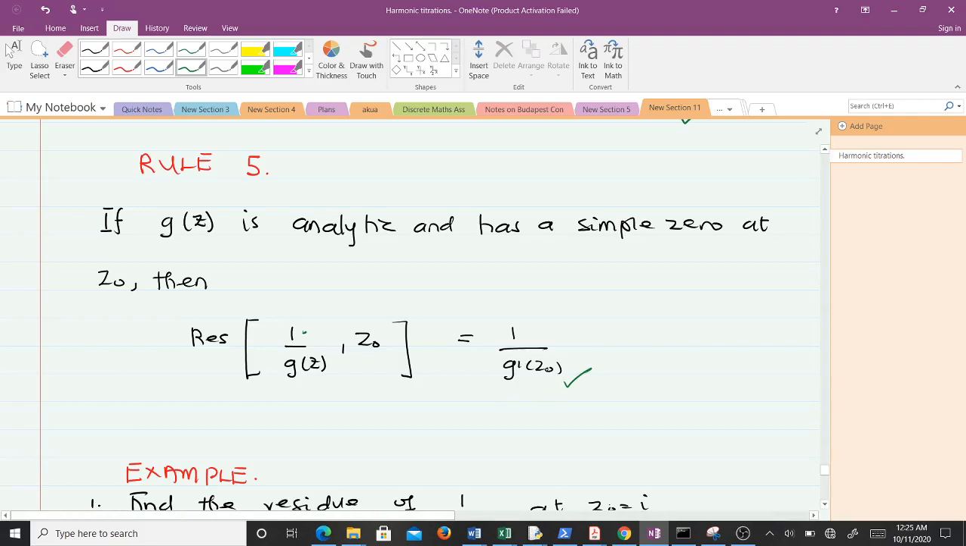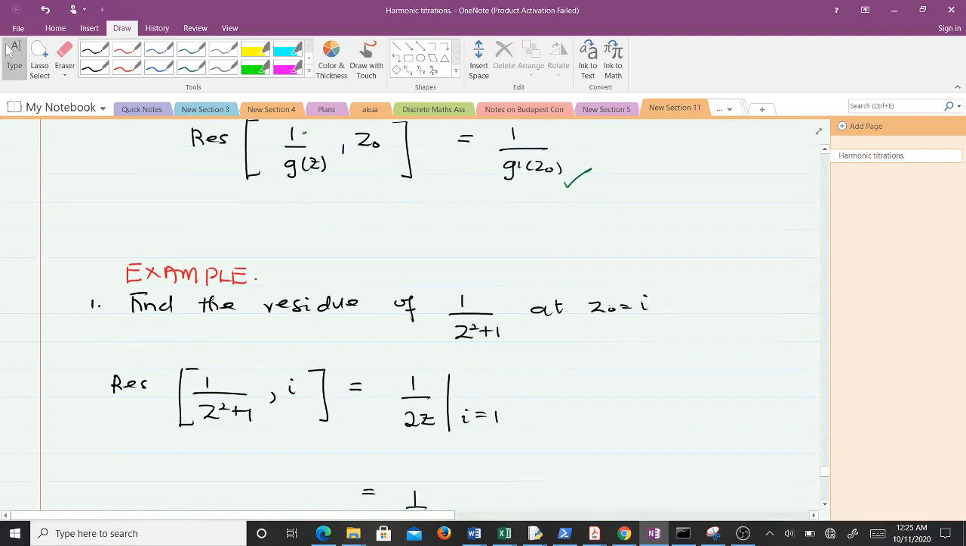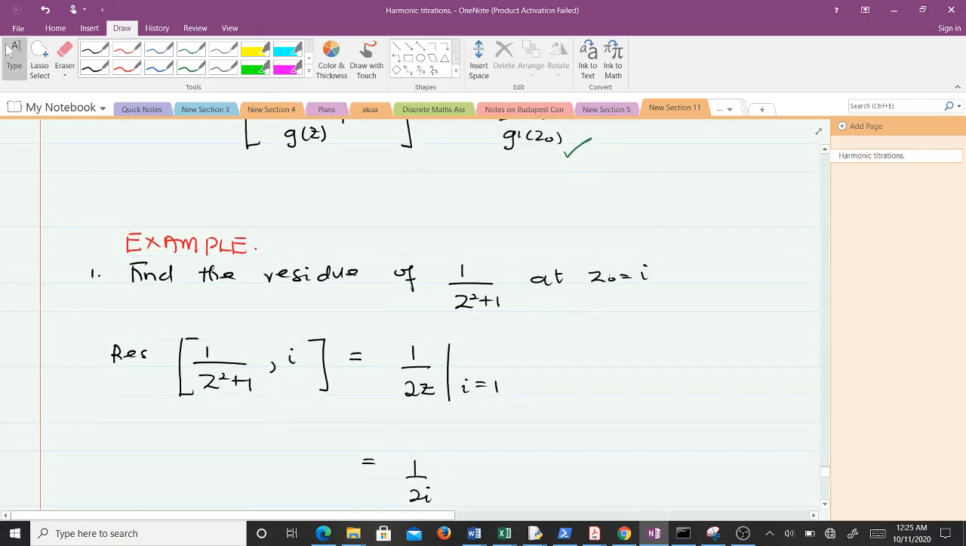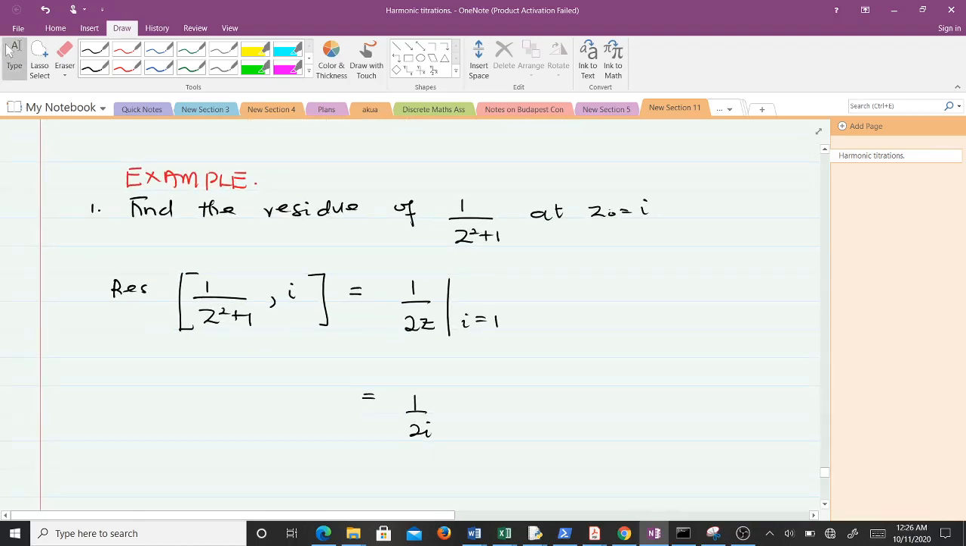So j prime of z0. Okay, so let's get an example. You could see this is the same example, but just that in the numerator we have 1 as z0. So we just go through the same thing. So we have 1 over z squared, comma i. So this will be 1 over, when you differentiate this, you get 2z. Then when you put your i inside, you get 1 over 2i.